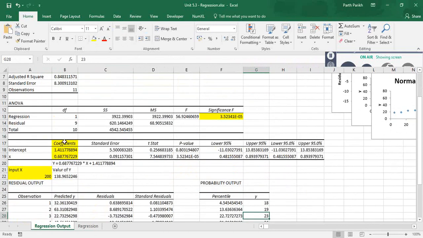Then we are coming to a part where we did form a regression equation, which is over here: y equals mx plus the intercept.